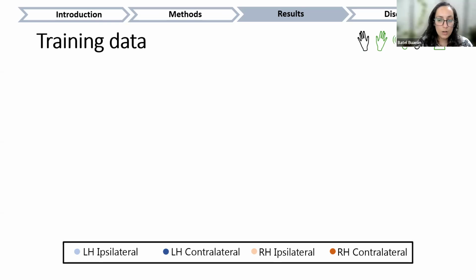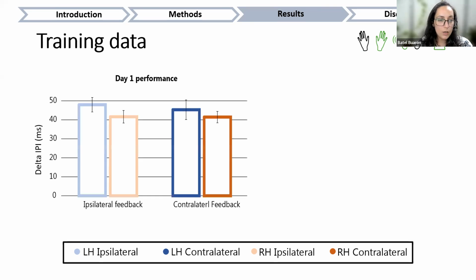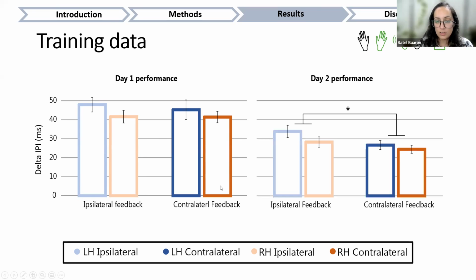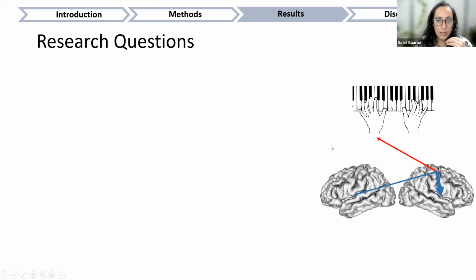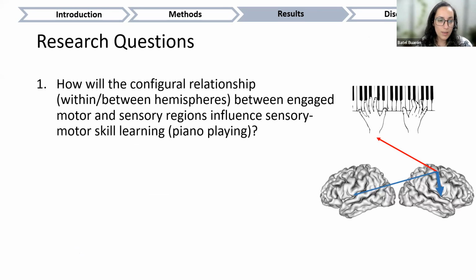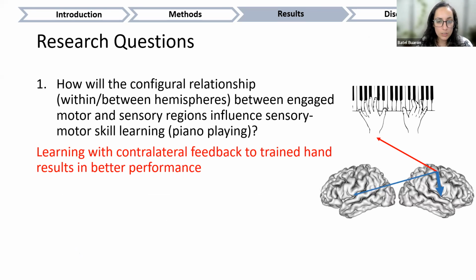If we average the results and look at delta IPI across the first day, we don't see any significant difference between any of our conditions. On the Y is the delta IPI, and on the X is the laterality of the feedback. But on the second day, we see a significant main effect for contralateral feedback relative to ipsilateral feedback. So our first research question was answered. It seems that contralateral feedback during training improves performance better than ipsilateral feedback.